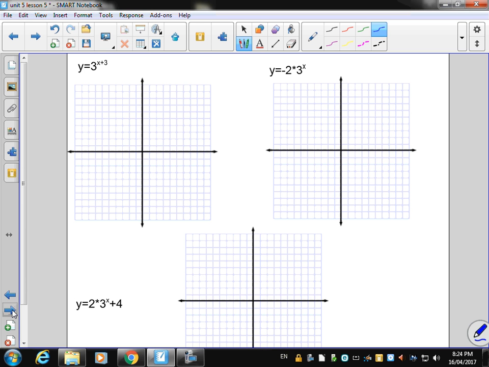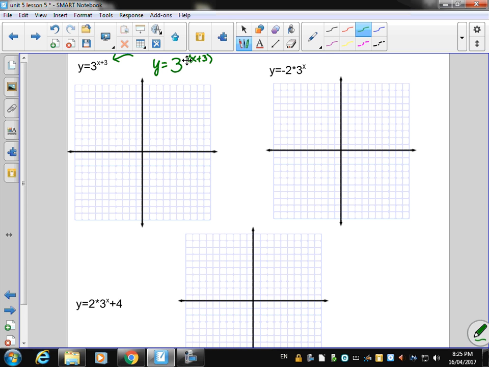Okay, we're going to do 2 of these together. What happens when I put +3 up with the exponent? That would be the same as putting it in brackets. So I could write that as 3 to the x plus 3. So that +3 is glued to the x.